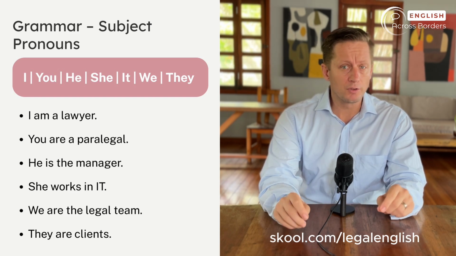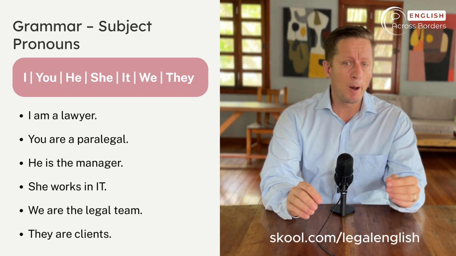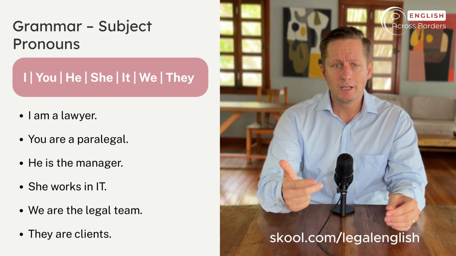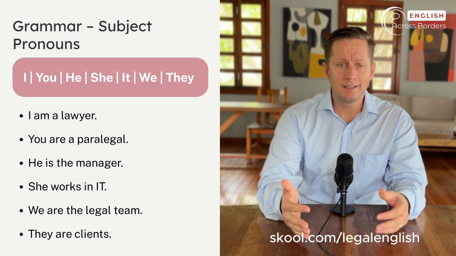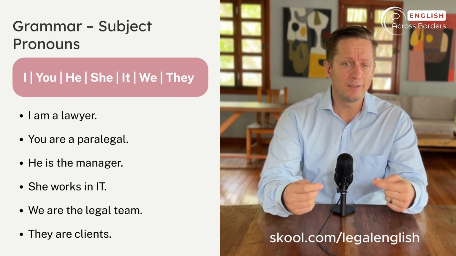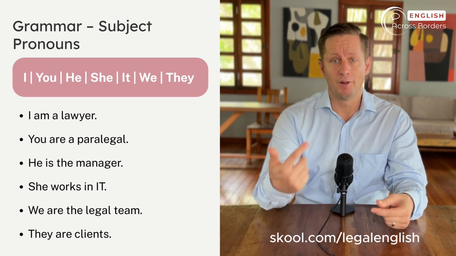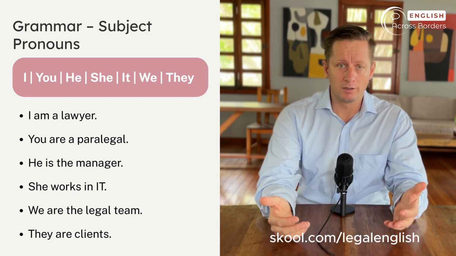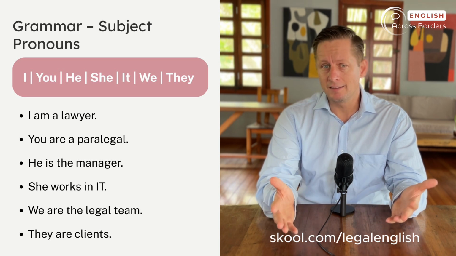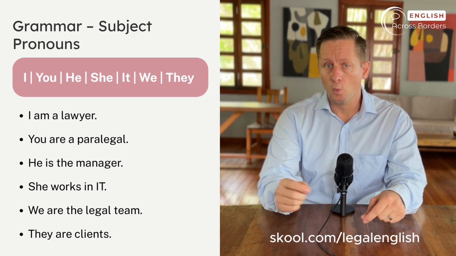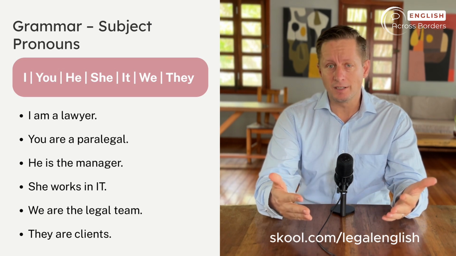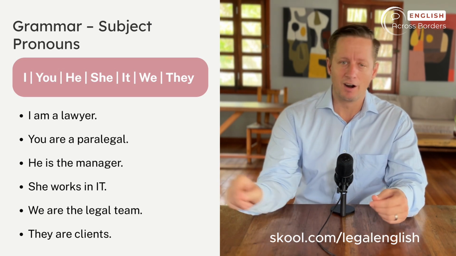Subject pronouns are words we use to talk about people. Look at the words I, you, he, she, it, we, and they. We use them to say who is doing something. For example, I am a lawyer. You are a paralegal. He is the manager. She works in IT. We are the legal team. They are clients.